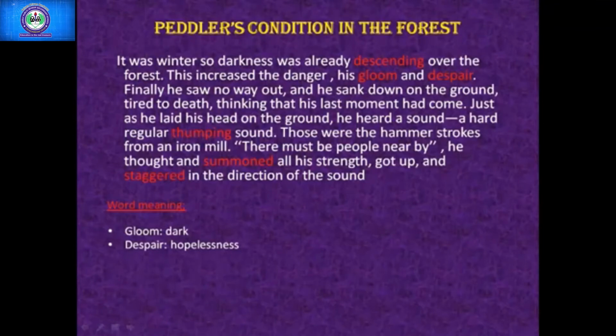Finally, he saw no way out and he sank down on the ground. Sank means sat down on the ground, not sit actually, fell down on the ground. Tired to death, he was deadly tired, thinking that his last moment had come. Just as he laid his head on the ground, he heard a sound. A hard, regular thumping sound. Thumping is the sound of a heavy object beating like this.